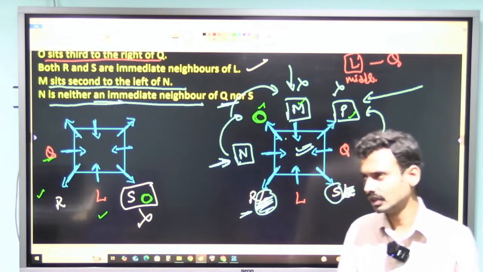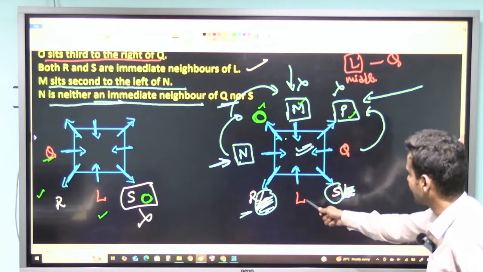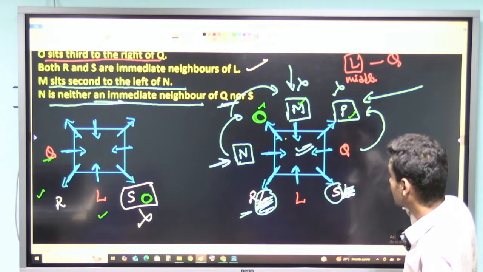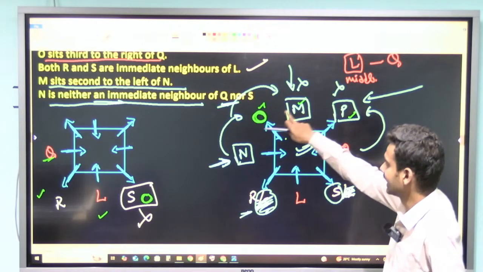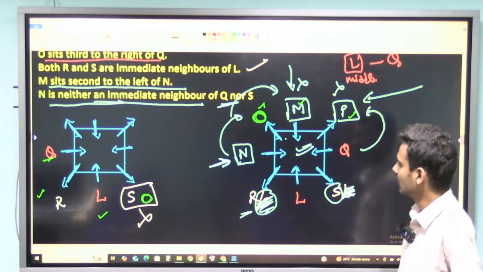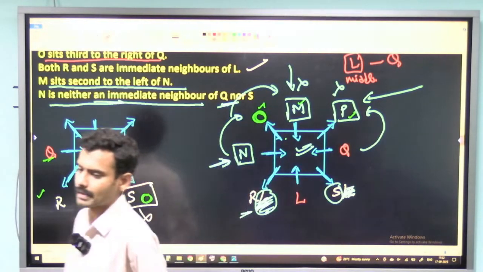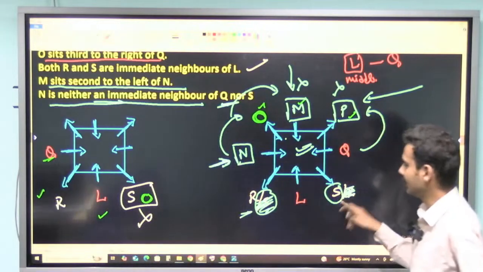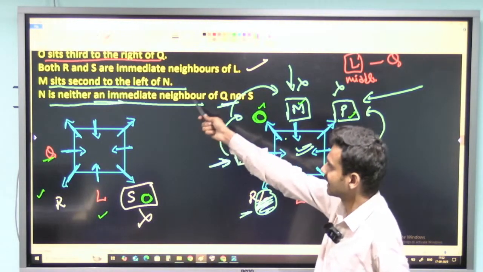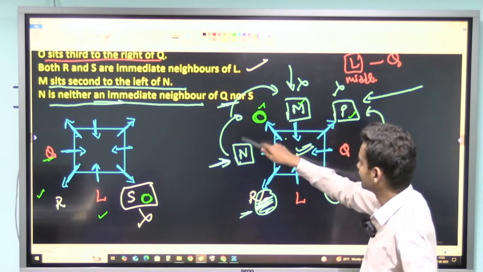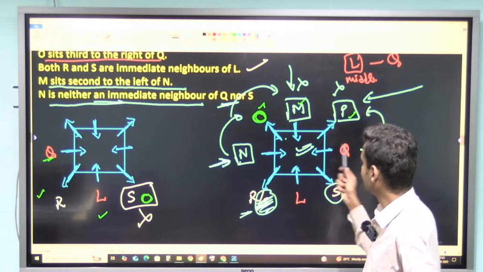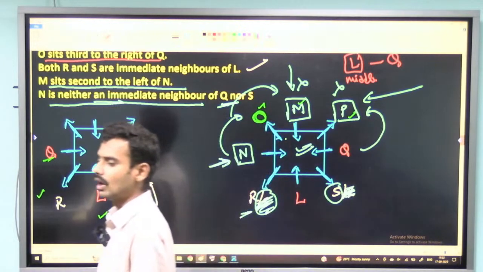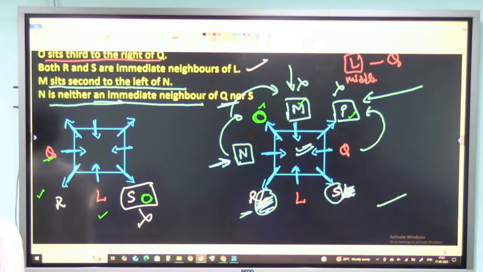The first condition was that there is one person between L and Q. Second condition is O is third to the right of Q. First right, second right, third right of Q is O. Third condition, what was the third condition? R and S are immediate neighbors of L. Then M sits second to the left of N. M is sitting second to the left of N. N is neither a neighbor of Q nor a neighbor of S. So we have satisfied all the conditions, and this will be our final arrangement.